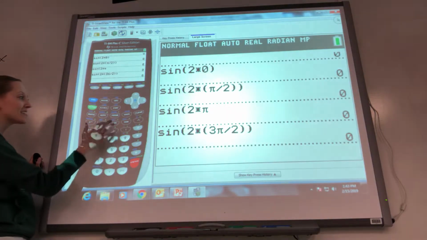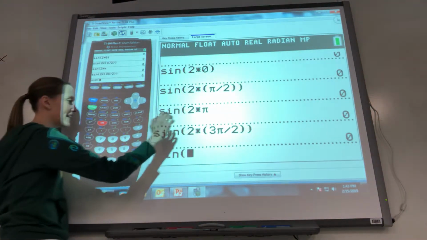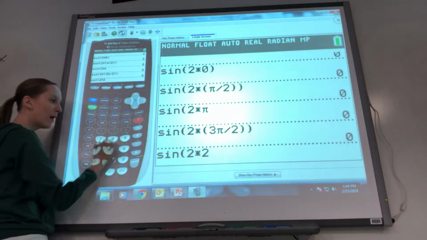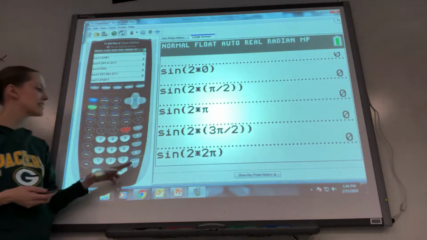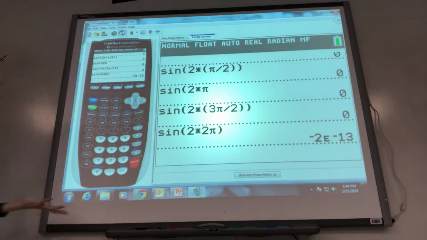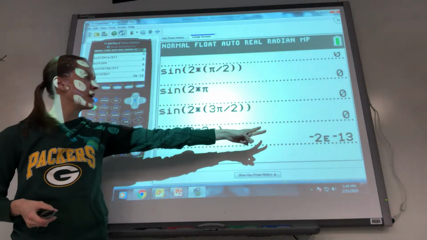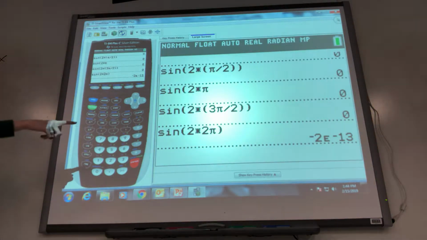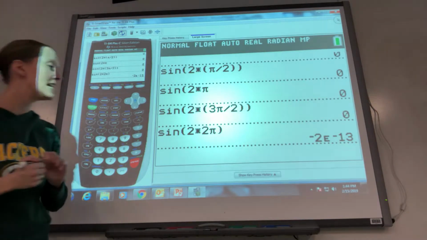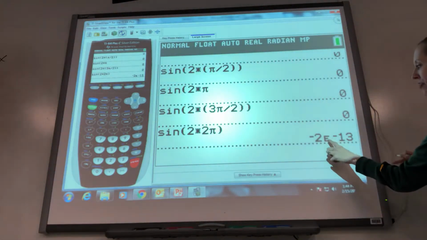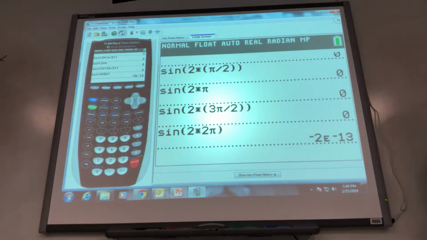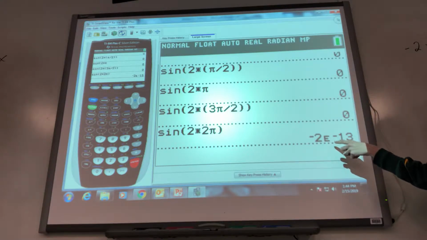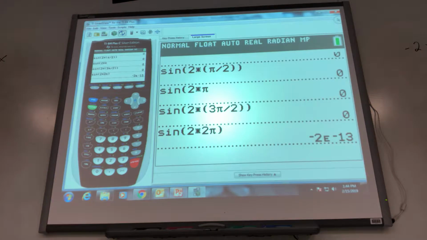And then the last x value to plug in is 2 pi. So I need to take sine of 2 times 2 pi, or if you wanted to just make that sine of 4 pi, that works too. Now you get back something kind of weird here, and I'm not sure if we've talked about this yet or not. This is actually like scientific notation. It doesn't really look like it, but the capital E right there is kind of like your times 10 part. So this is the same as negative 2 times 10 to the negative 13th power.